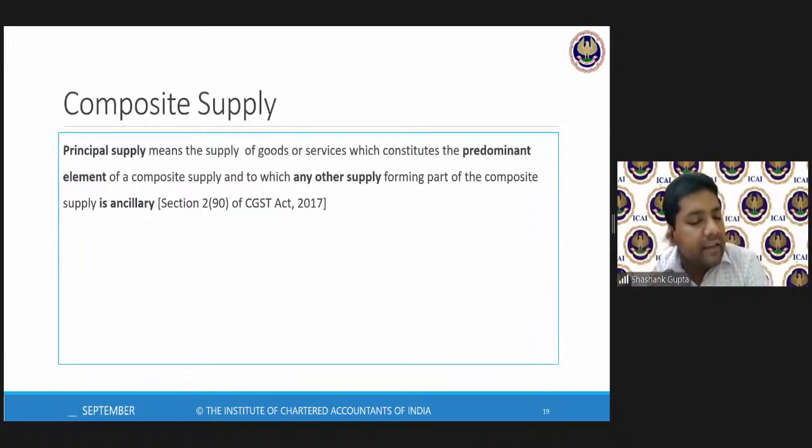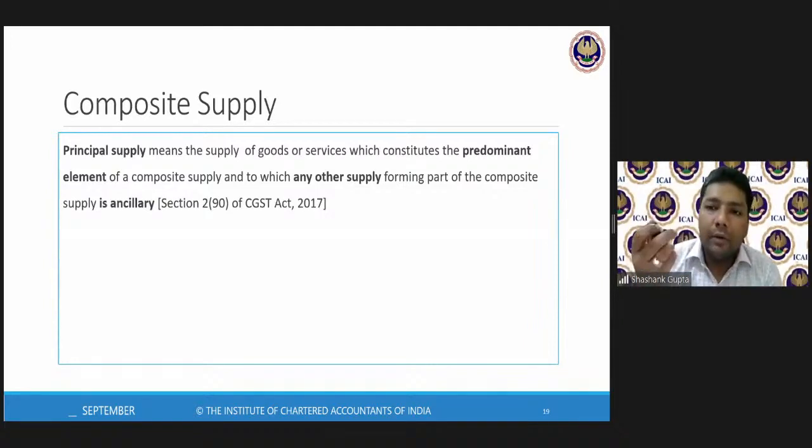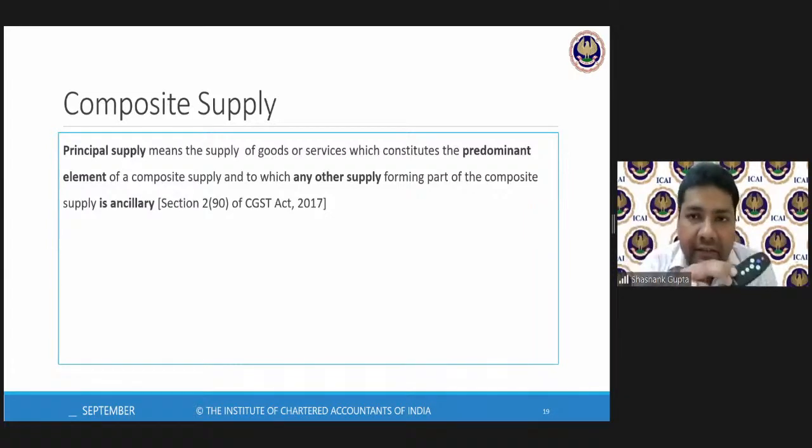So these days, friends, it is very common that in our usual course, we are buying combination of supplies, but we never give a thought to it. I'll give you some examples. This remote, it comes with batteries. Batteries are separately saleable. Remote is separately saleable.